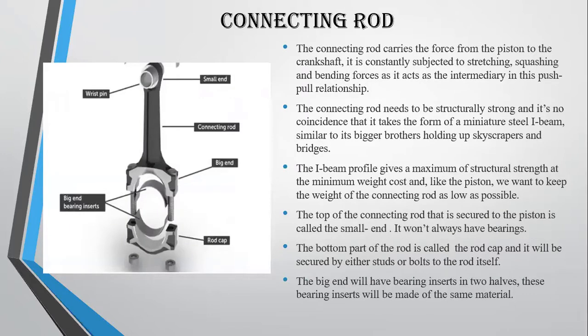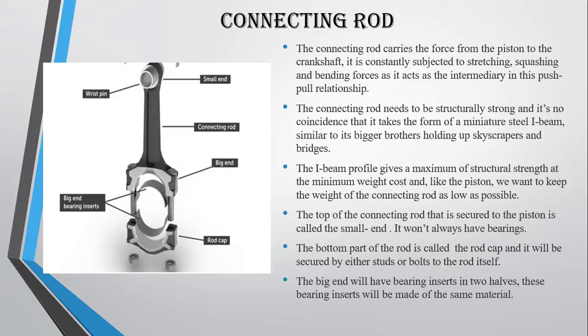The connecting rod is the rod that carries the force from the piston to the crankshaft. It is constantly subjected to stretching, squeezing, and bending forces as it acts as the intermediary in this push-pull relationship. The connecting rod needs to be structurally strong, and it's no coincidence that it takes the form of a miniature steel I-beam, similar to its bigger brother holding up skyscrapers and bridges. The I-beam profile gives a maximum of structural strength at the minimum weight cost, and like the piston, we want to keep the weight of the connecting rod as low as possible.